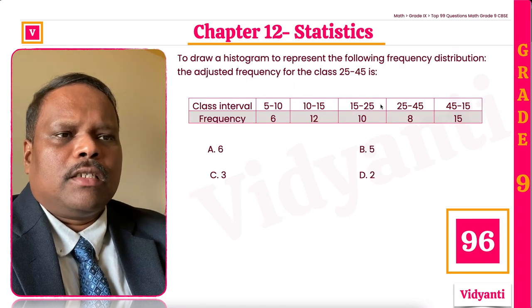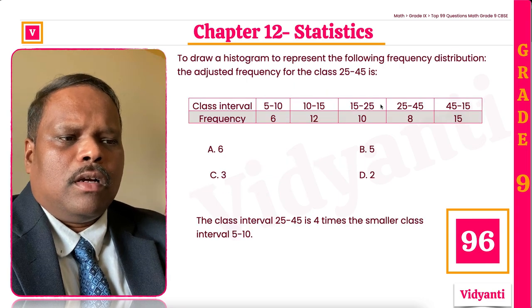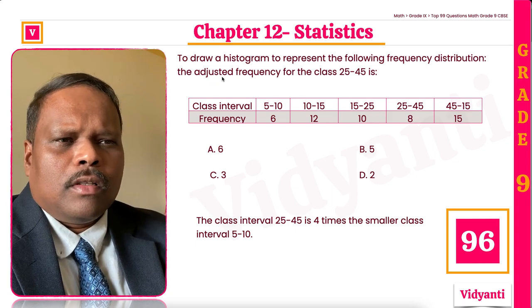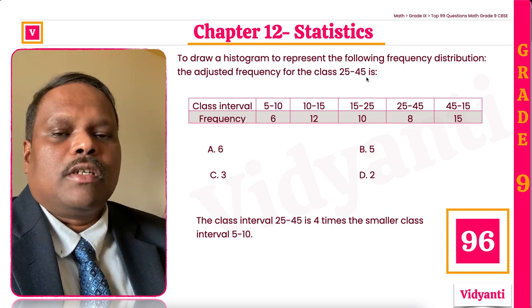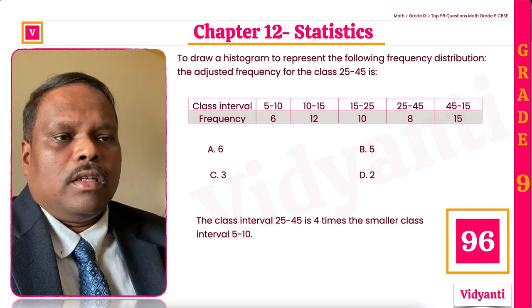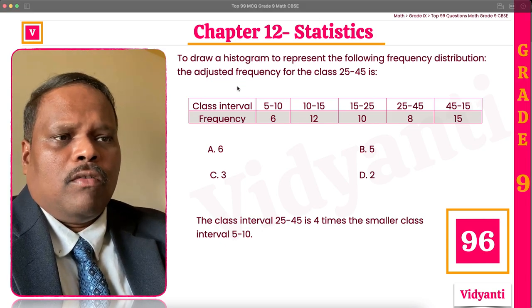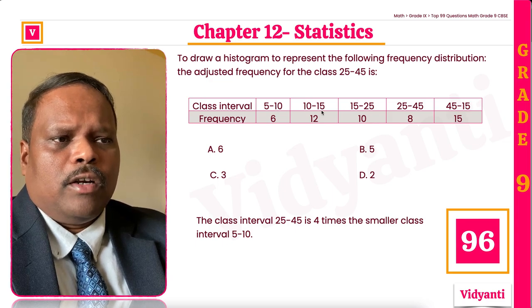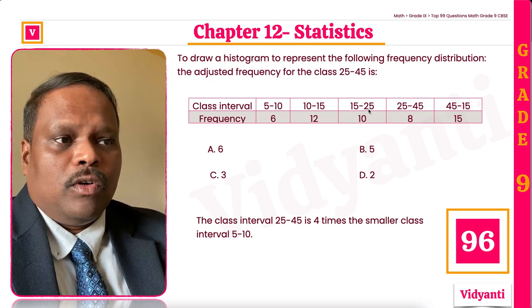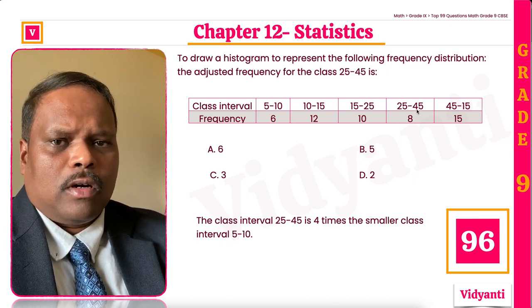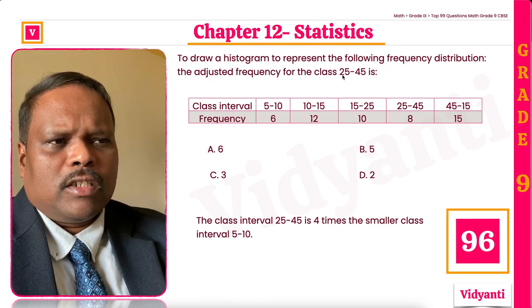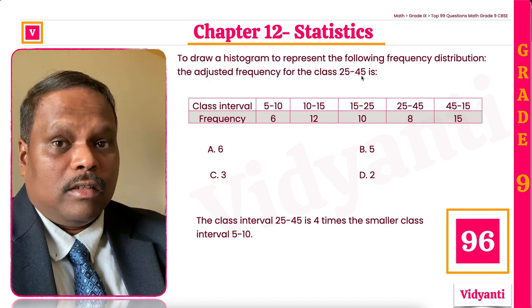Question number 96, to draw a histogram, the class interval, the adjusted frequency. Well, the adjusted frequency is needed because sometimes the class intervals are not uniform. That is the case in this scenario. 5 to 10 has only 5, 10 to 15 has only 5, 15 to 25 has 10, and 25 to 45 has actually 20. So if we want to make this uniform, or homogenize it, then now they have asked 25 to 45, where the difference is 20.